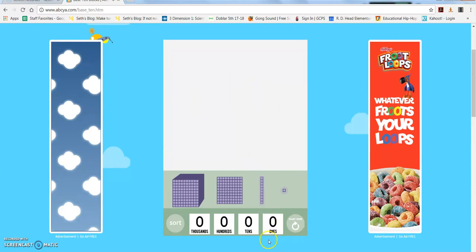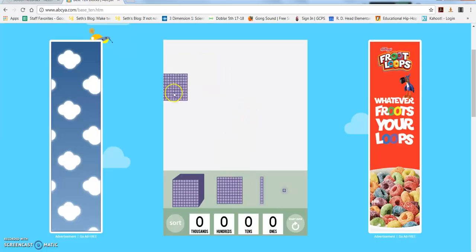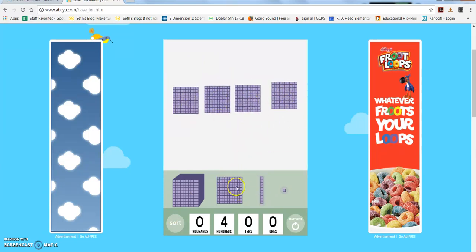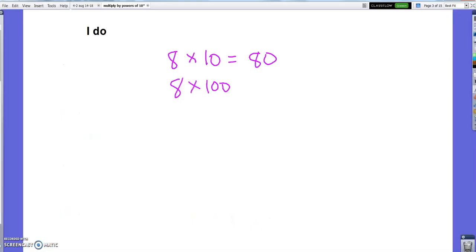And what I want you to know next is it's just as easy with 8 times 100. If I were to multiply 8 by 100, I'm going to do the exact same thing, just with hundreds. 1, 2, 3, 4, 5, 6, 7, 8. As you can see down here, 8 sets of 100 is 800: 100, 200, 300, 400, 500, 600, 700, 800. Makes a lot of sense. So 8 times 100 is 800.